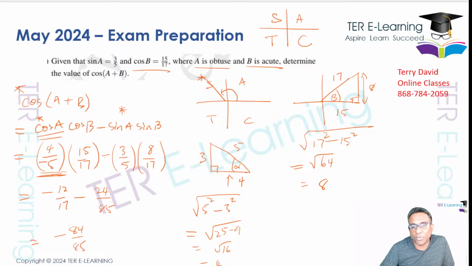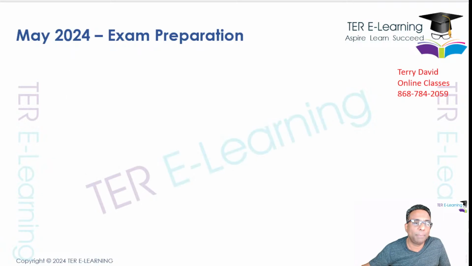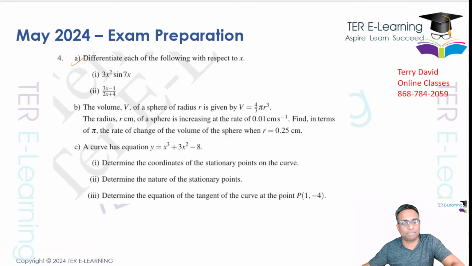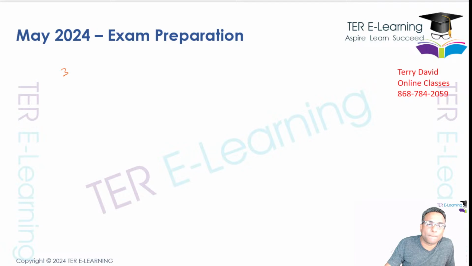All right, so I'm moving on to the differentiation question. So, like I said, differentiation, love differentiation. So we have two things to differentiate here in part 1, on some more pages. So the first one is 3x squared sine 7x. So we want to differentiate this here.